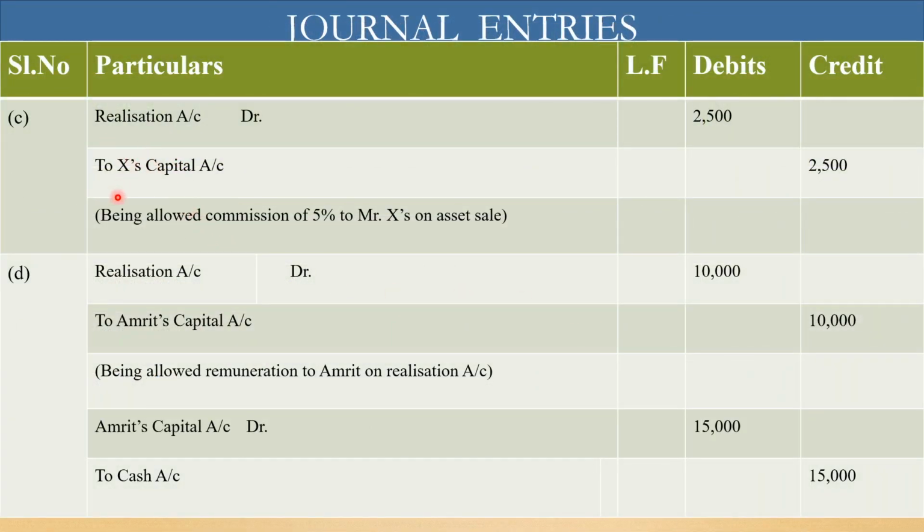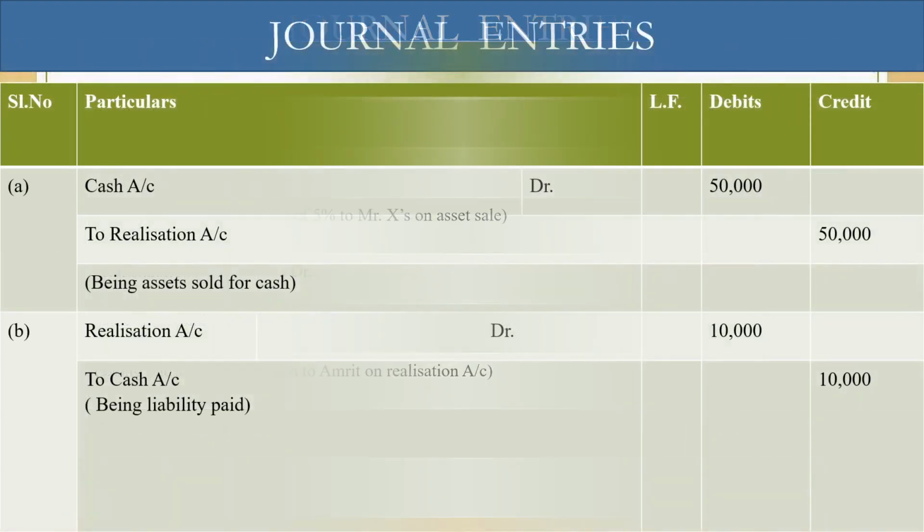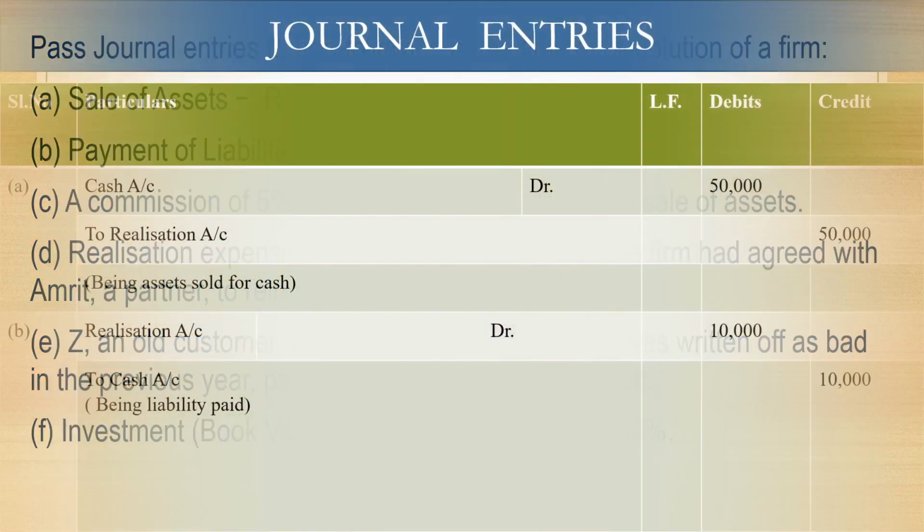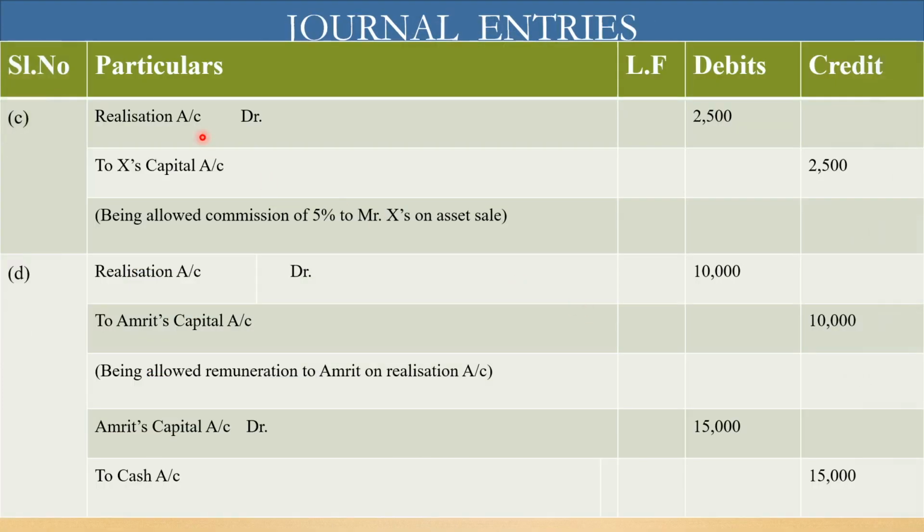Realization to cash. Now the next, third entry, allowed commission, realization to X capital 2,500, the maximum amount which was allowed. Then we can check the next transaction: the realization expense amount was 15,000, but the agreement was that 10,000 will be reimbursed. So these two are entries here, allowed commission and realization expenses. Allowed commission, realization account debit 2,500 to X capital, and realization expenses as per agreement, the amount considered is realization account debit to Amrit capital account.